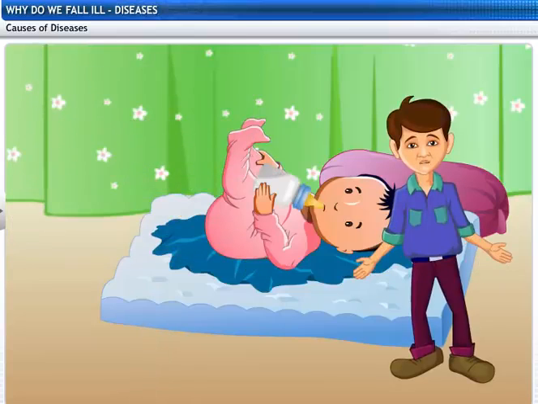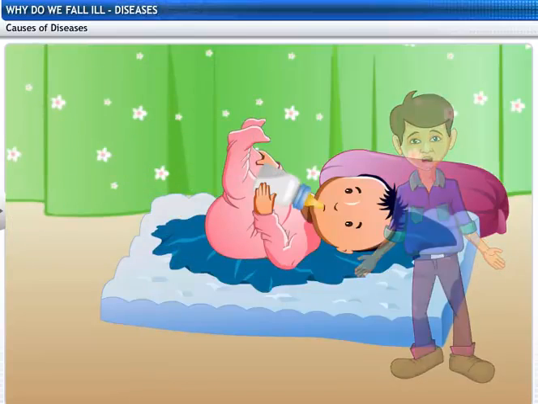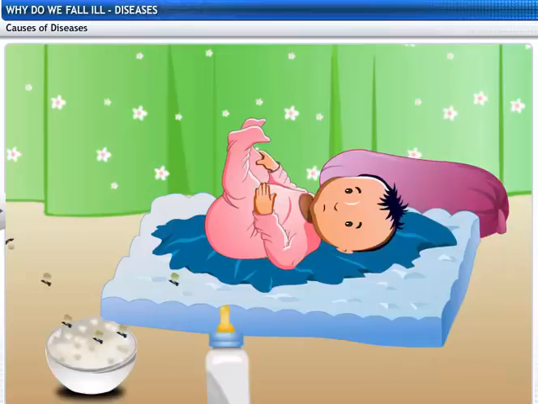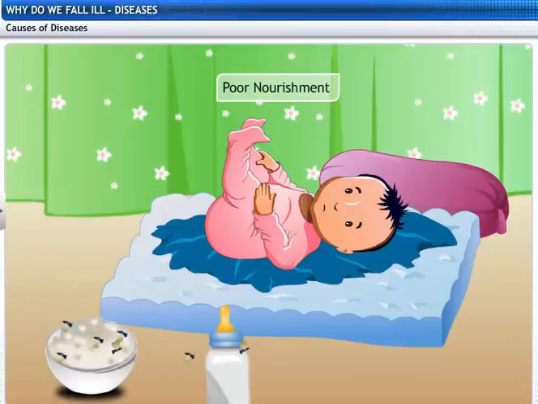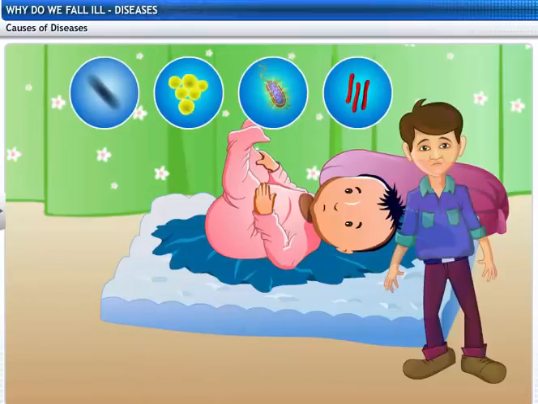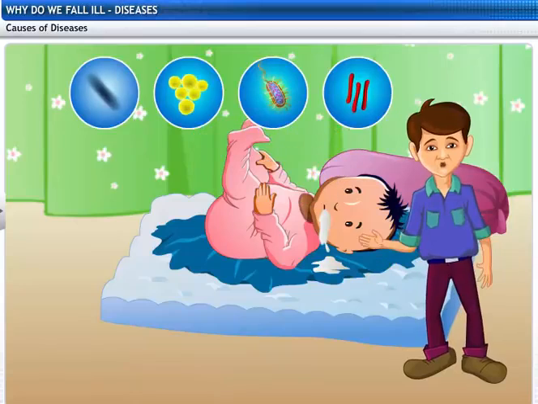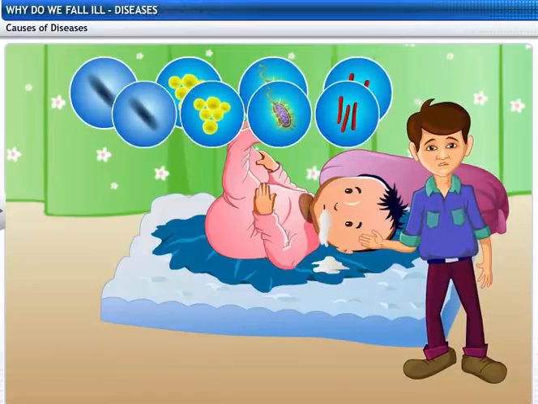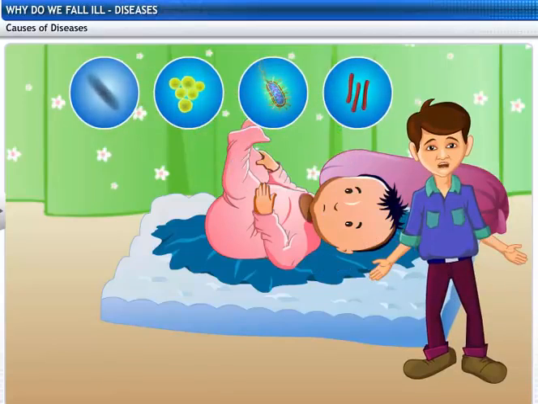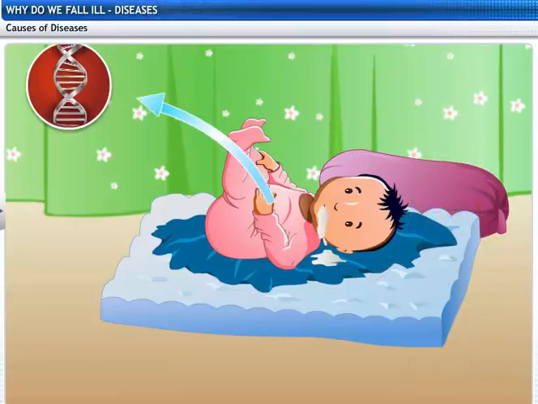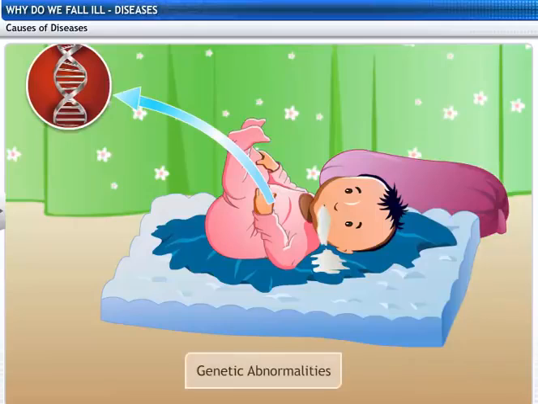The baby might not be well nourished. Okay. So lack of good nourishment becomes a second-level cause of the disease. The baby might also be genetically more likely to suffer from vomiting when exposed to such bacteria. Good. Then, genetic abnormalities could be the third-level cause of the baby's disease.